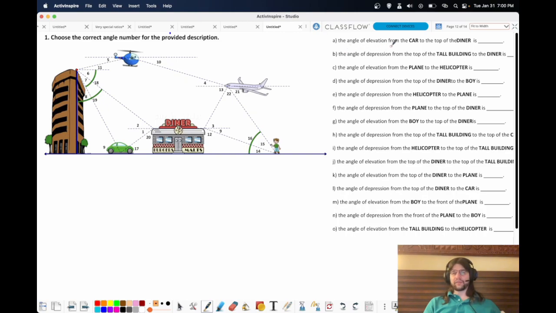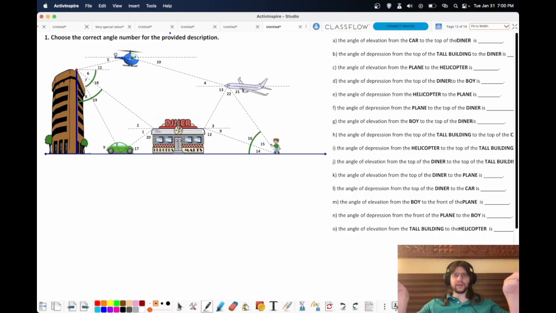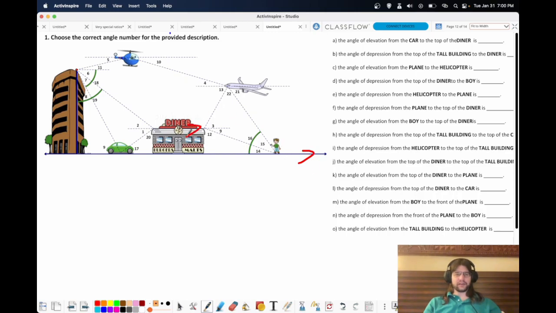The angle of elevation from the car to the top of the diner. So here's my car. Here's the diner. And we want the angle of elevation. So remember, we're always going from a horizontal line. Always horizontal. Doesn't have to be the ground. Could be the ground, but it's going to be parallel to the ground. So it's got to be this, or parallel to this, or this guy, or this guy, or this guy over here. So we're never going to use an angle that doesn't involve one of those lines, right?